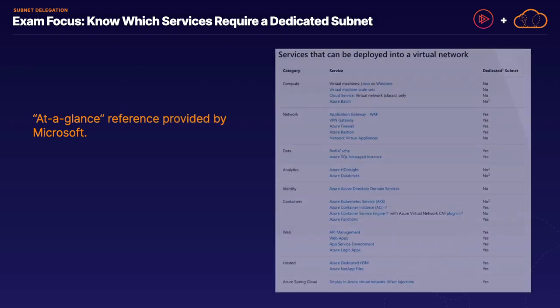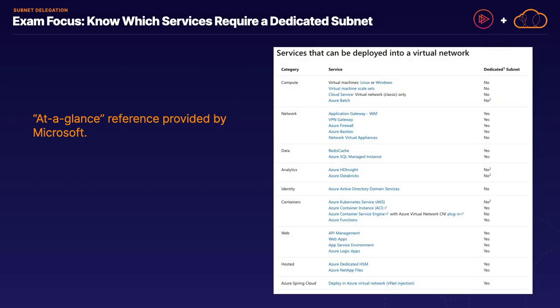Now, fortunately, you do not have to fish around or hunt for this information. Microsoft actually provides a handy one-stop shop, an at-a-glance reference, in which they list a number of different managed services and tell you whether or not each requires a dedicated subnet, like what you see on the right. The one we are most interested in is the network category, in which we have Application Gateway, VPN Gateway, Azure Firewall, Azure Bastion, and Network Virtual Appliances, and we can learn whether or not they require a dedicated subnet in the far right column.